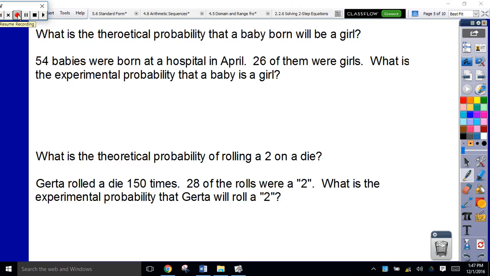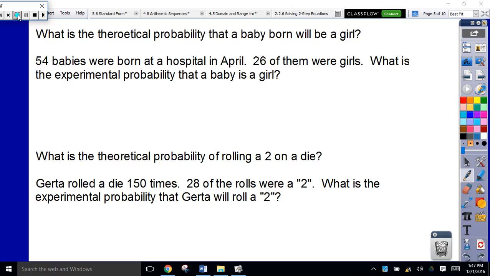All right, what is the theoretical probability that a baby born will be a girl? So we're going to look at a situation where we can find the theoretical probability, and then we're going to look at the experimental probability. So how many different possibilities are there? When a baby's born, it's one of 2 things, right? A girl or a boy.